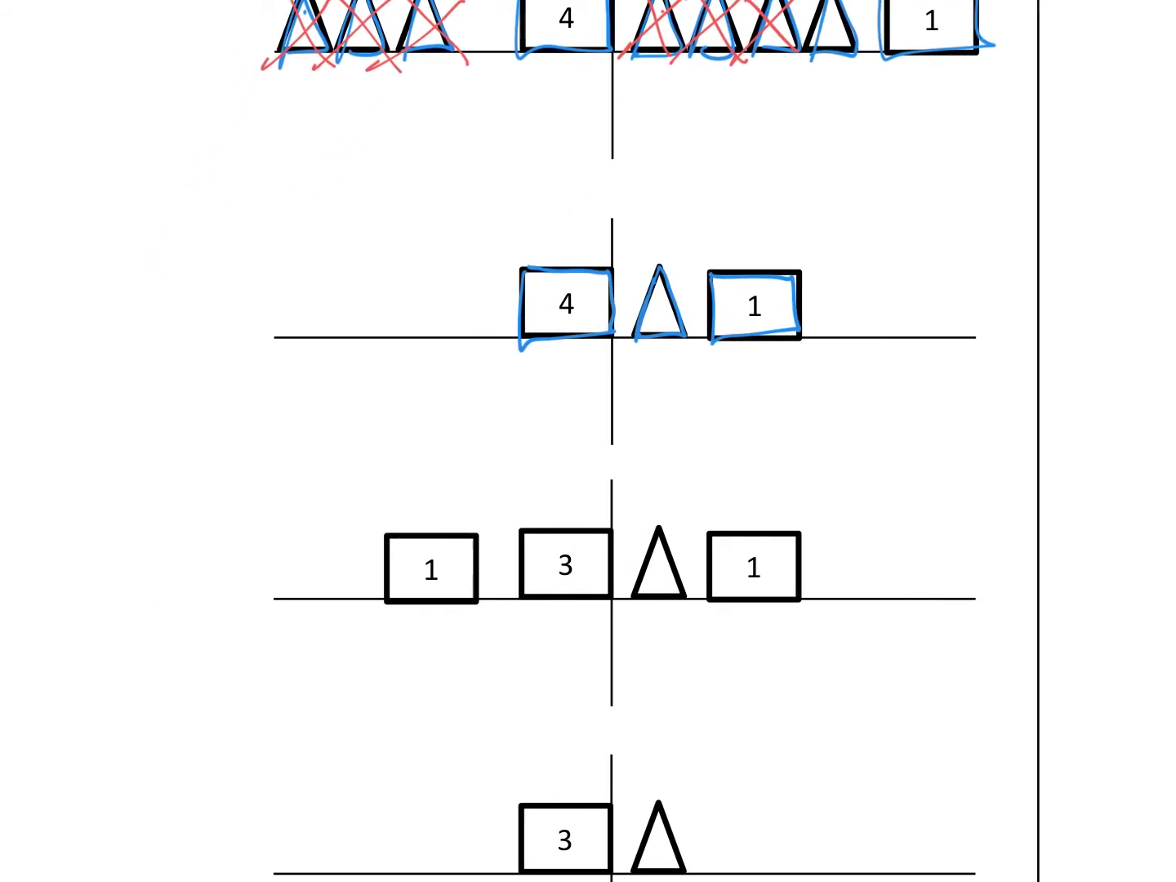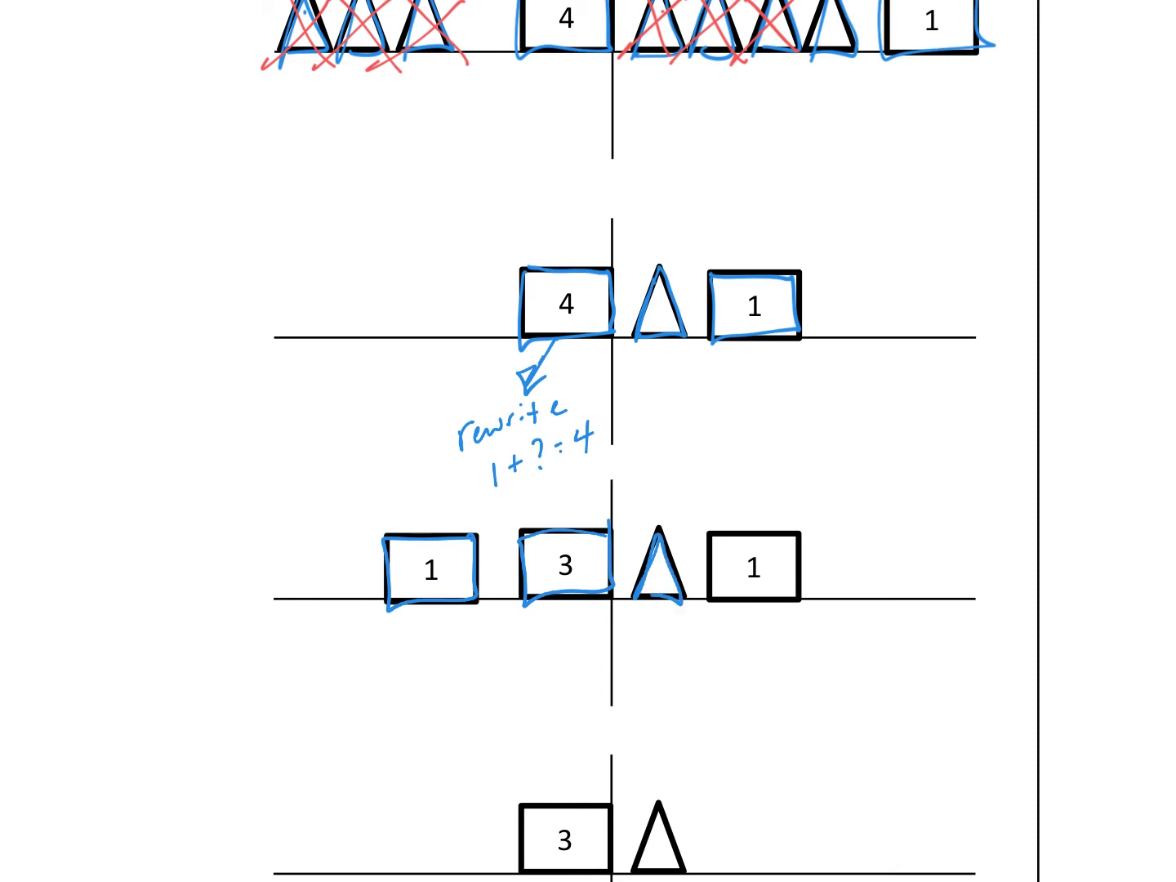Next, I ask myself, how can I rewrite 4? Because I know I need to get rid of a 1. So I'm going to ask myself, 1 plus what is going to give me 4? And in this case, I know 1 plus 3. So I rewrite the 4 as a 1 and a 3.